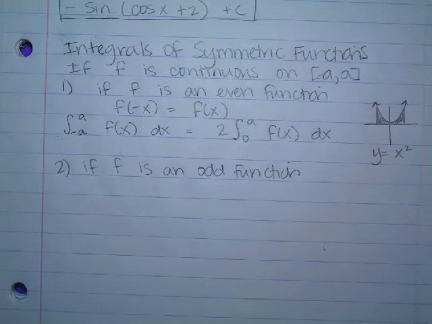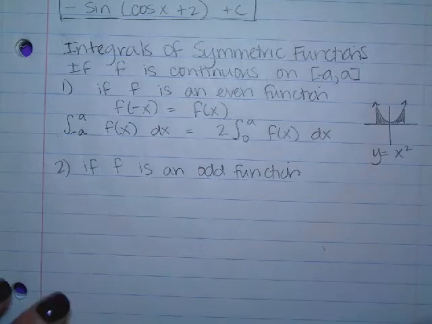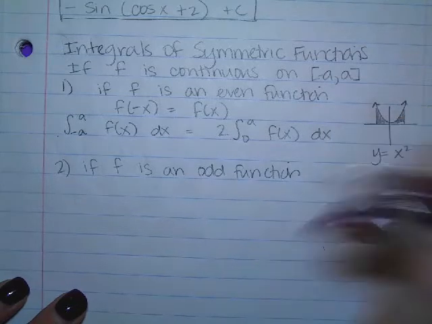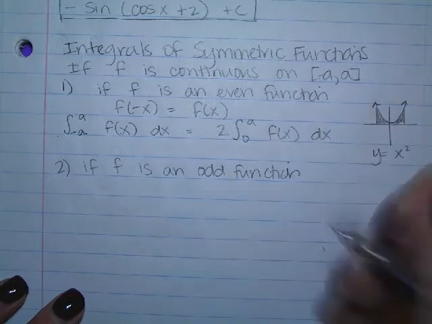So you don't have to be one or the other. It's possible to not have any symmetry at all in a graph, right? Not every graph has symmetry. X squared plus x would be an "either." X to the third plus x squared would be an "either."